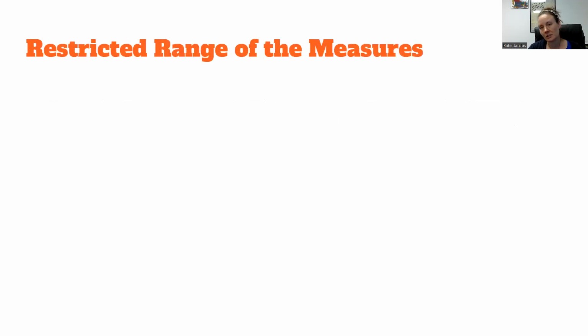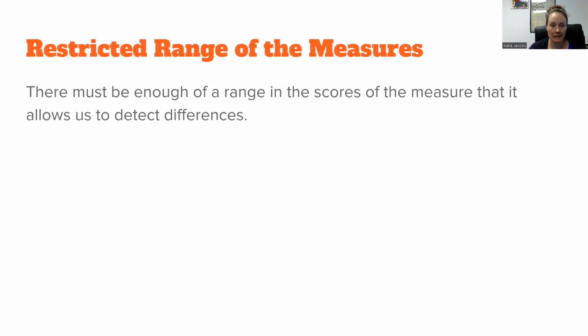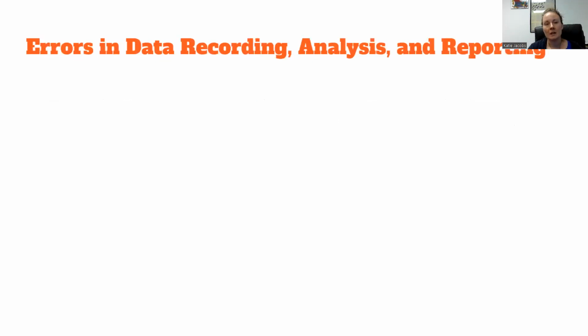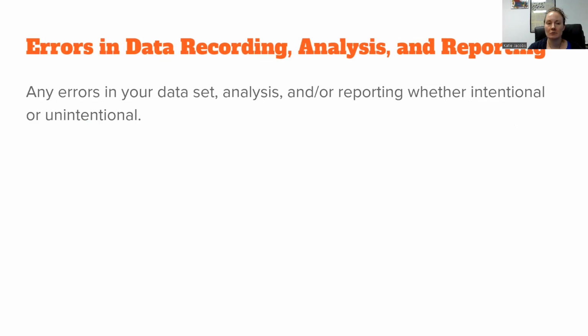Also, restricted range of measures, and again, we're going to get into measurement and measures in detail, but something you have to make sure is that there's enough of a range in the scores that the measure allows us to detect if there are differences. If it's super restricted, then we're not going to be able to tell anything. Also, errors in data recording, analysis, and reporting.